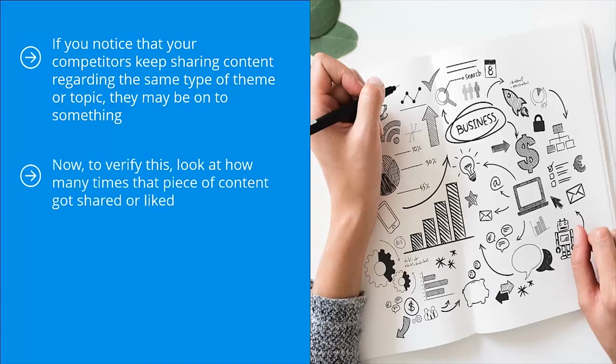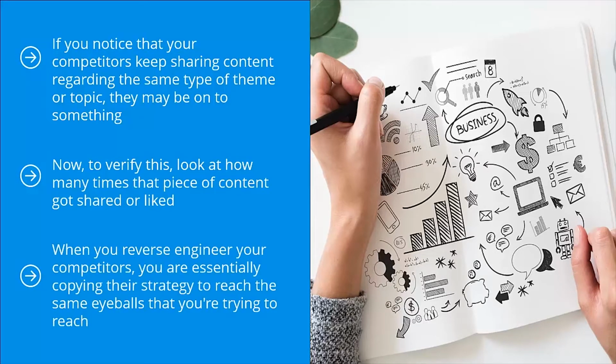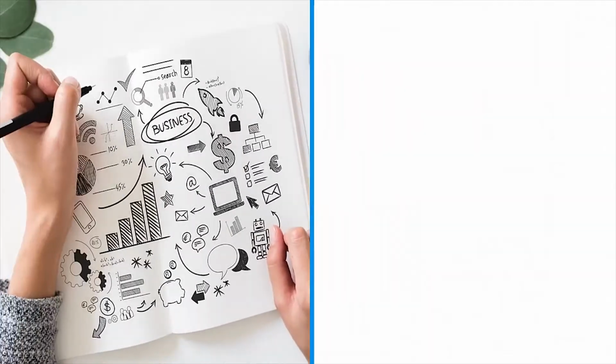Now, to verify this, look at how many times that piece of content got shared or liked. That should give you some sort of objective proof that this content actually resonates with your target audience members. When you reverse engineer your competitors, you are essentially copying their strategy to reach the same eyeballs that you're trying to reach. This also applies to content curation, where you take content that is published by other people and you promote it on your social media platform.